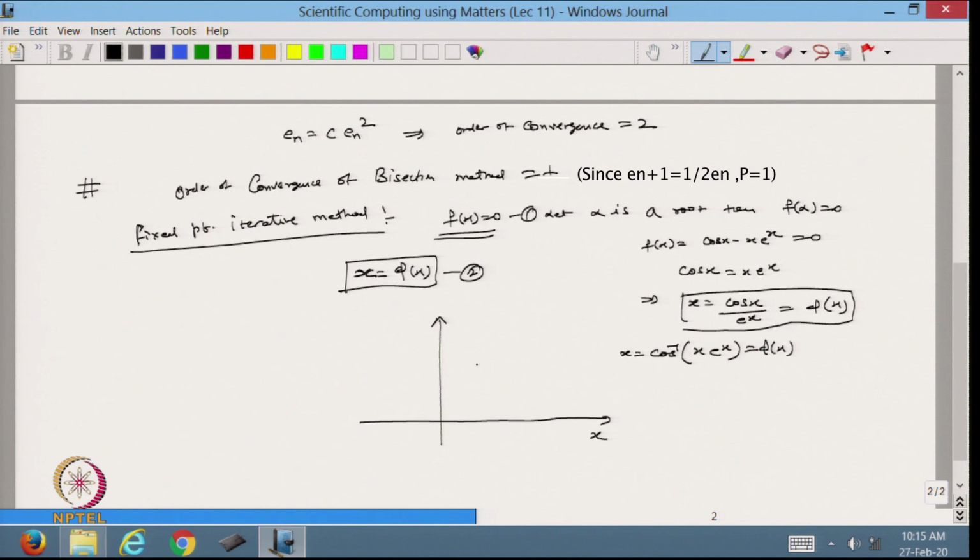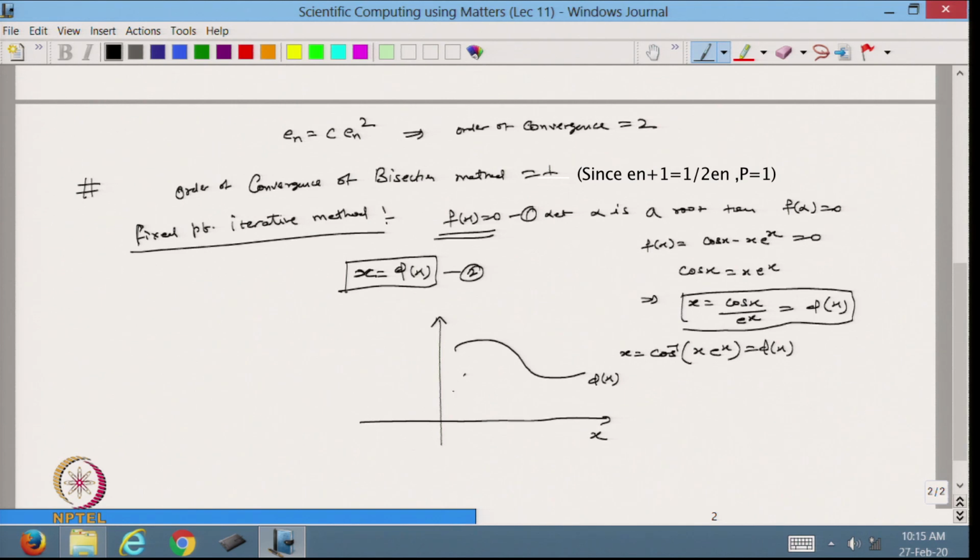So this is my x axis. Suppose my function is phi x. I draw this function phi x here. Okay, so this is my phi x.